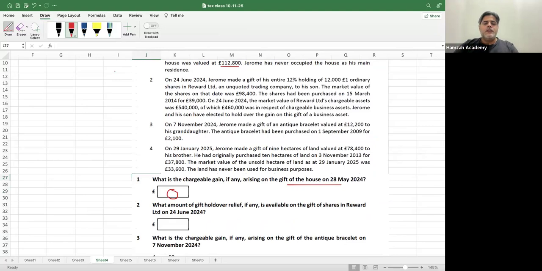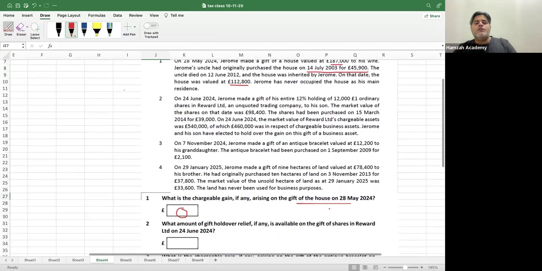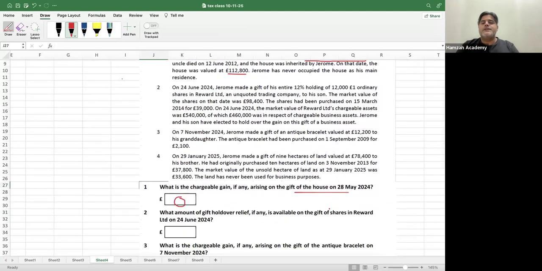Now, second one: what amount of gift holdover relief, if any, is available on the gift of the shares in Reward Limited on 24th June? On 24th June, Jerome made a gift of his entire 12% holding of 12,000 ordinary shares in Reward, an unquoted trading company, to his son.